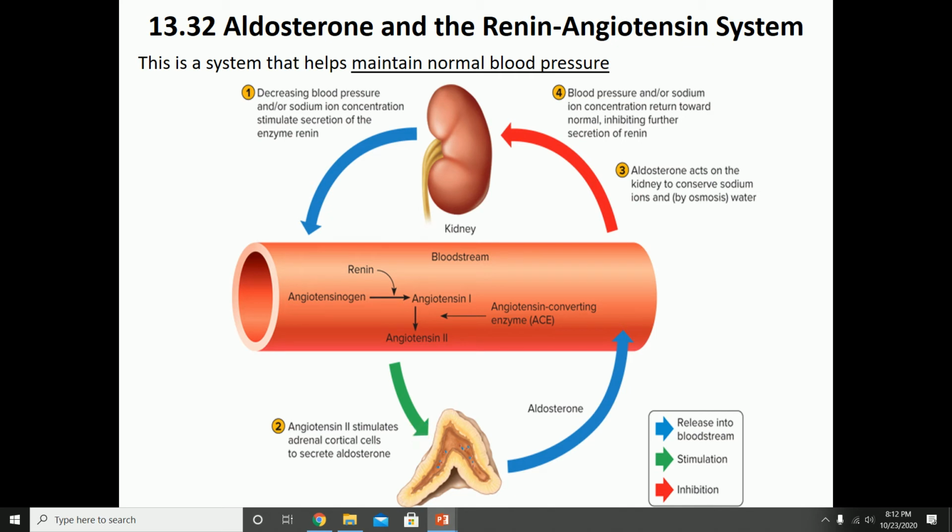Now, angiotensin 2 circulates and reaches the adrenal cortex, stimulating it to make aldosterone. Now, aldosterone through the bloodstream will go back to the kidney and will make sure that sodium and water are conserved in the body and they are not lost in the urine. So you're bringing your blood pressure back up and your sodium ion concentration back up as well. And through those actions, that will inhibit the kidney from making more renin.